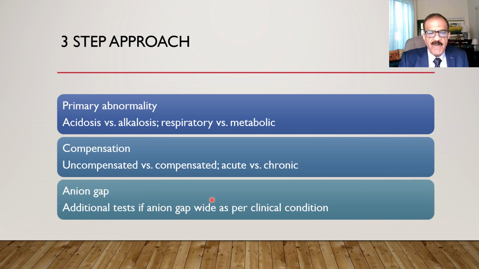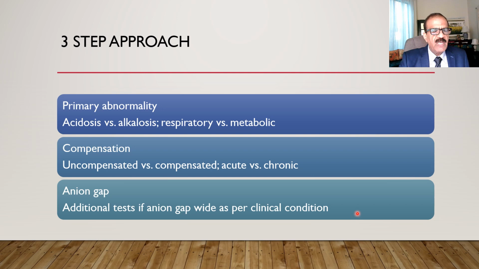And third is the measurement of anion gap, and this would be particularly helpful if from this disorder we have figured out that the patient has got metabolic acidosis. Metabolic acidosis is of two types, one with the normal anion gap and the second one with a widened anion gap. So we will discuss that also. So you should master these three steps.